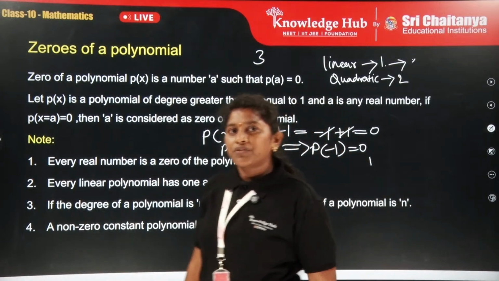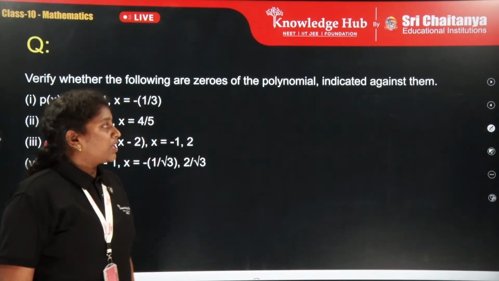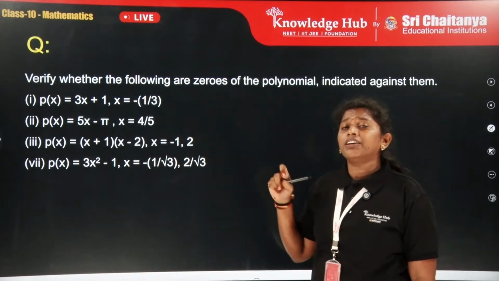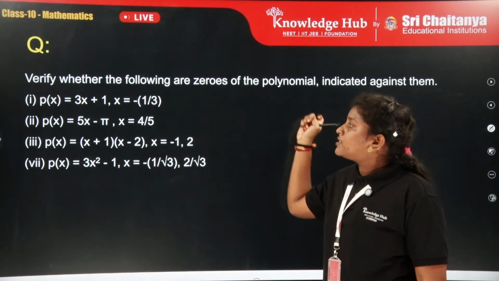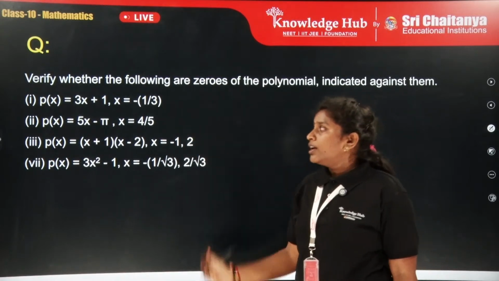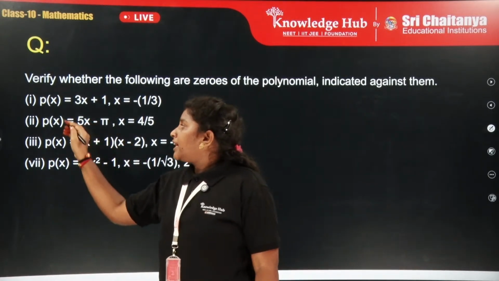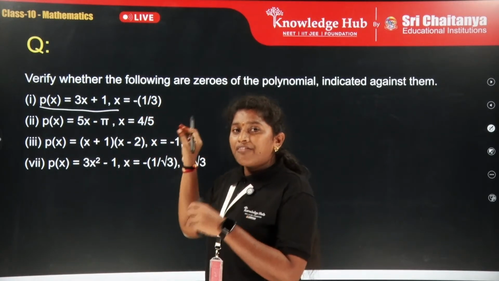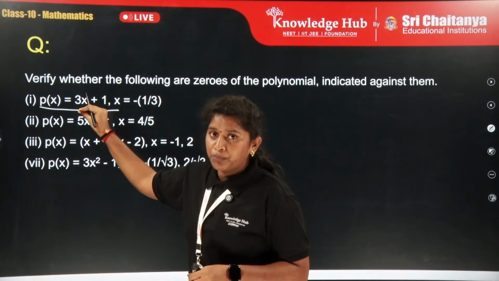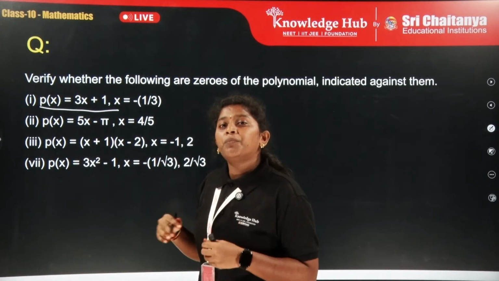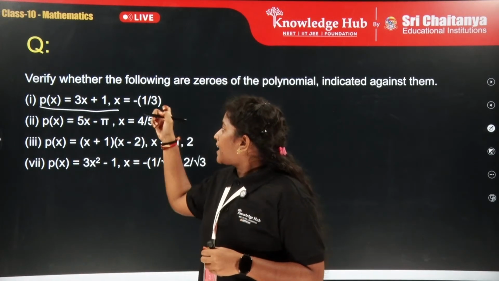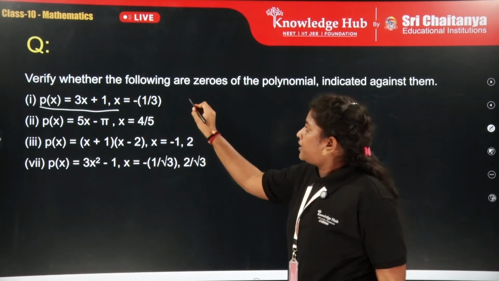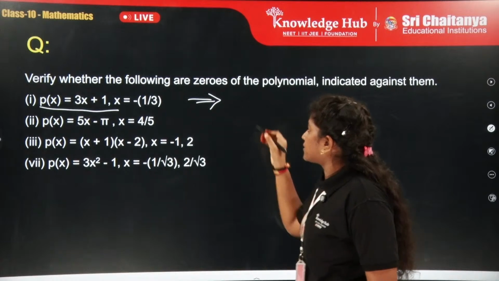Now let's solve a question on the zero of a polynomial. Verify whether the given x values are the zeros of the polynomial or not. If you observe, they gave the polynomial and the x value. After placing the x value in the polynomial, if you get the value of the polynomial as 0, then the x value becomes the zero of the polynomial. Let's solve the first one, and you will understand.